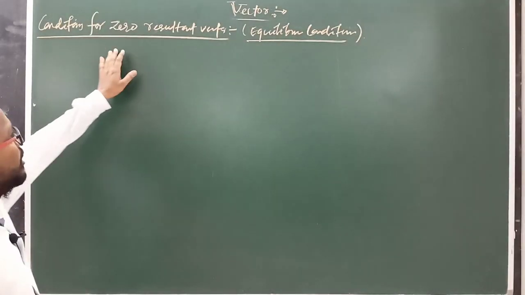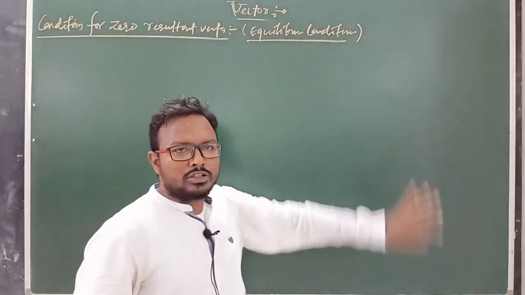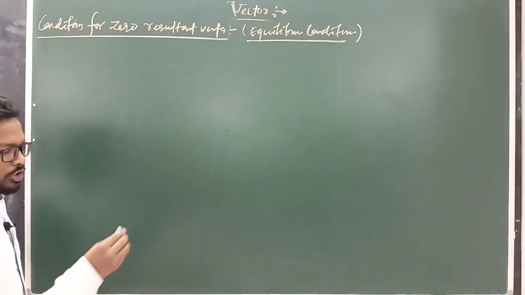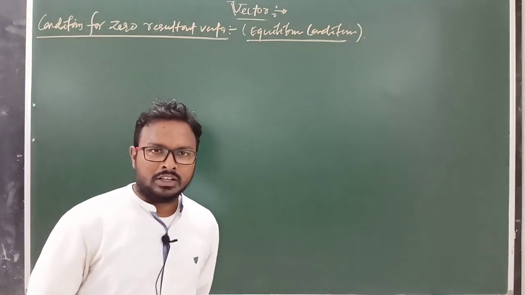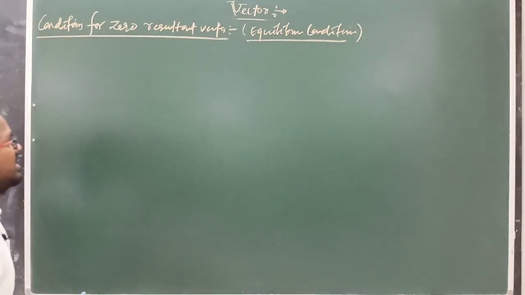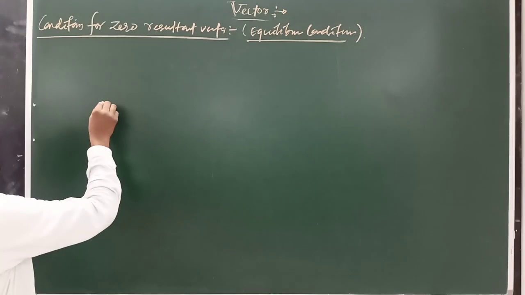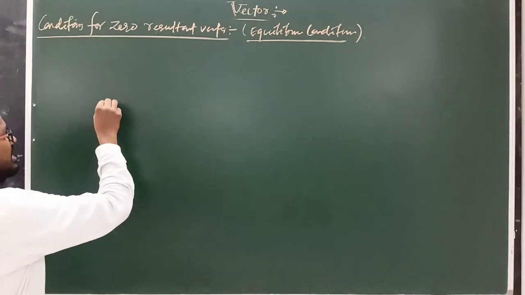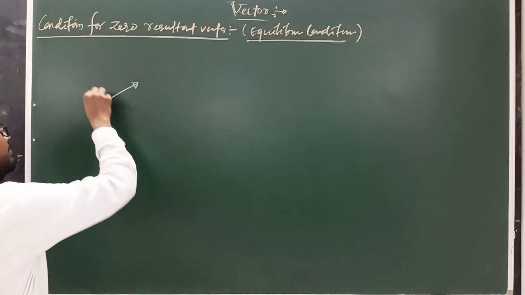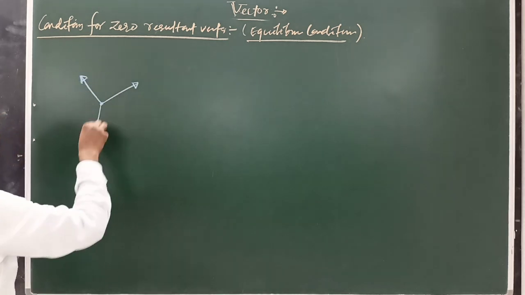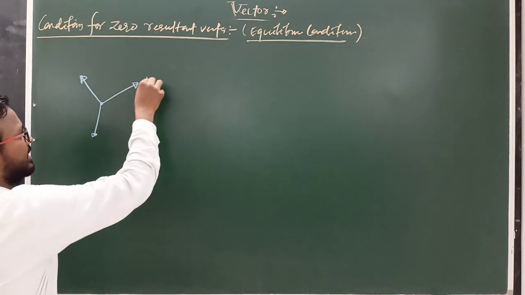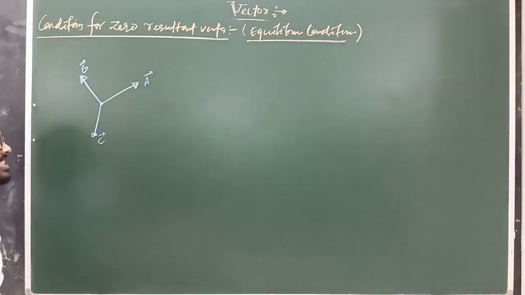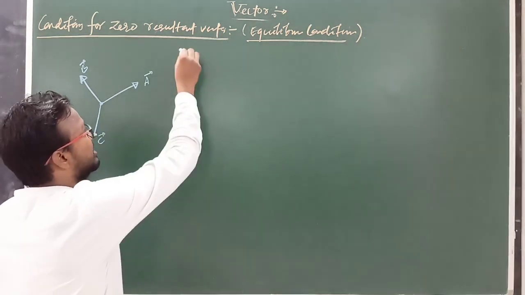Let's start the condition for zero resultant, which is also known as equilibrium of vectors or the equilibrium condition of vectors. So what is the equilibrium condition? If a number of forces, or say three forces, suppose first I am taking here a particle. If three forces act simultaneously on a particle, these three forces, I am writing here A, B and C, or you can say three vectors acting simultaneously.